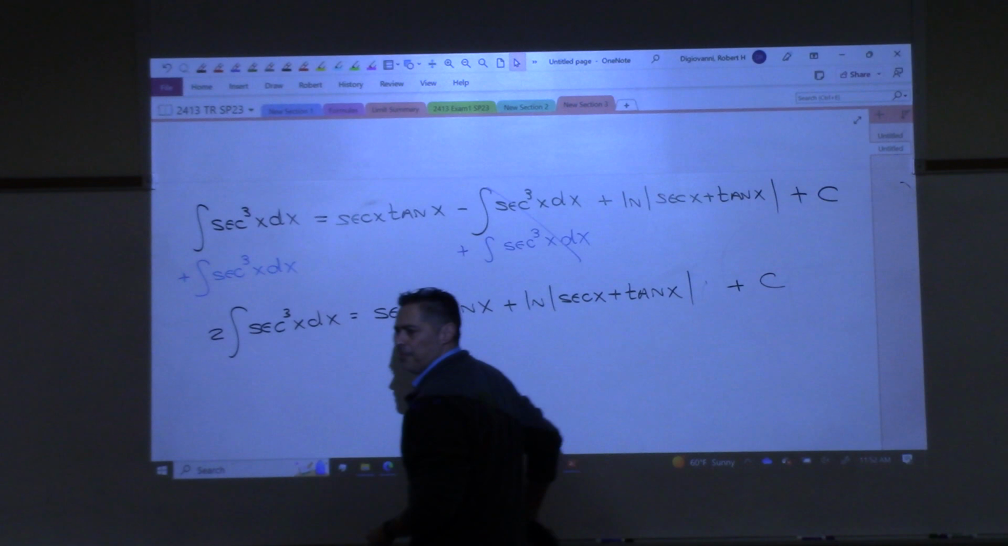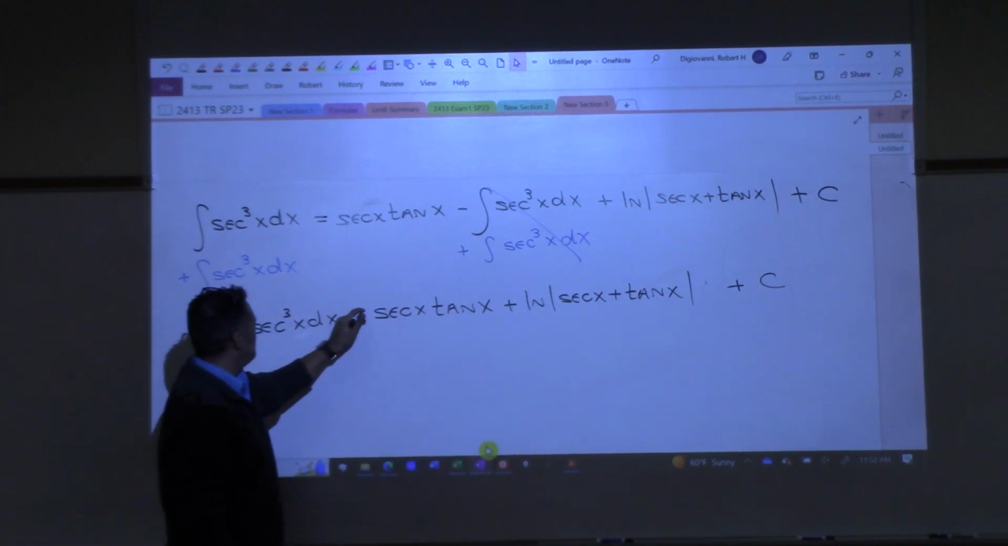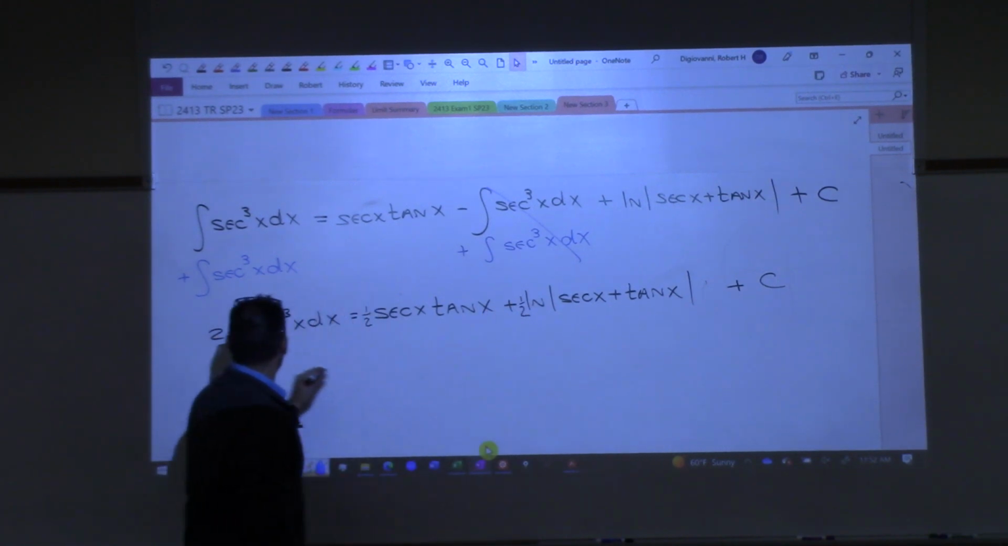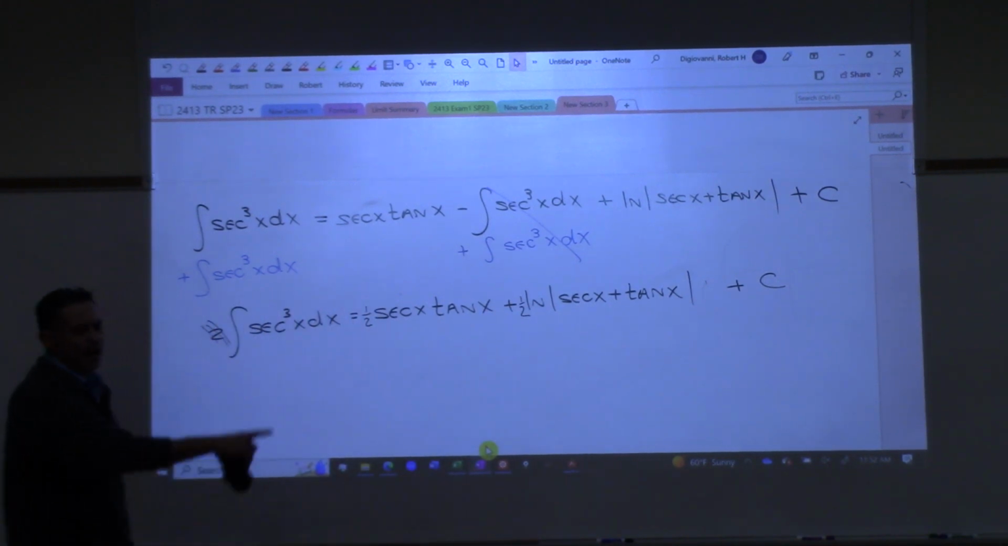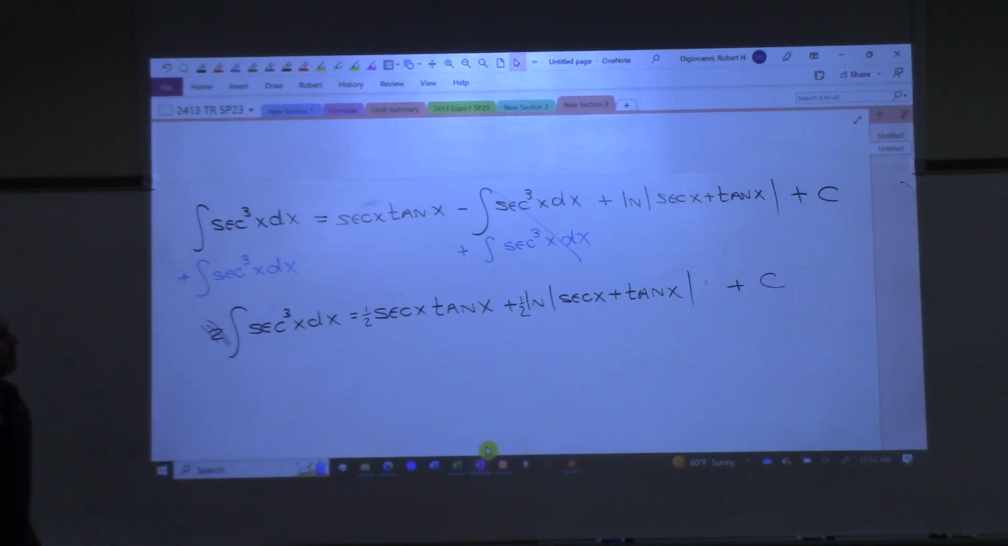One more step. Divide everything by 2. So I'll put a half in front here, and I'll put a half in front there, and get rid of the 2 over here. And I don't need to take half of c, because it's still a constant. There it is.